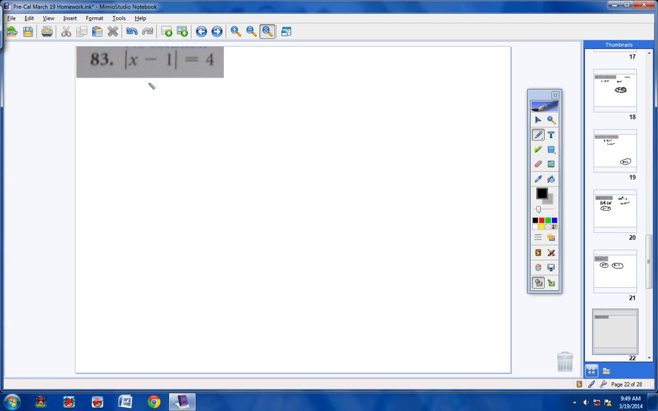Number 81. Okay, let's solve this absolute value equation. Now the first thing you do is you isolate the absolute values. Well, they're already isolated. So the next thing you do is you write the equation just like it is without the absolute value bars, excuse me. So x minus 1 equals 4. Then you rewrite the equation again.